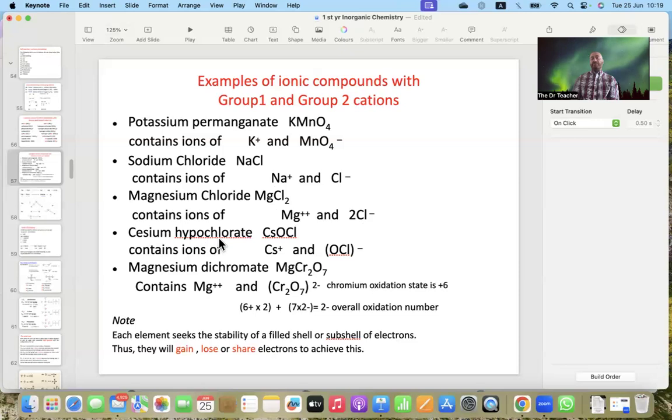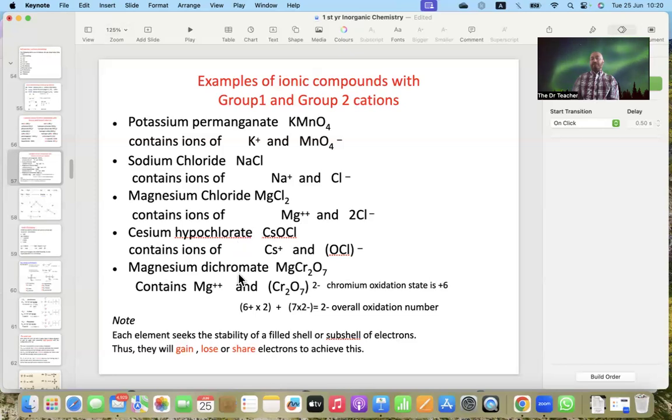Cesium hypochlorite. Cesium loses 1 electron to give it to the hypochlorite. Hypochlorite became minus, cesium became plus. So now plus and minus together will become cesium hypochlorite. And the overall charge, 0.